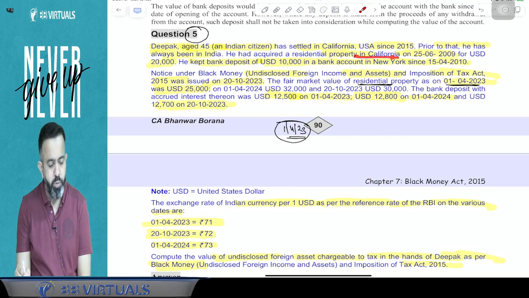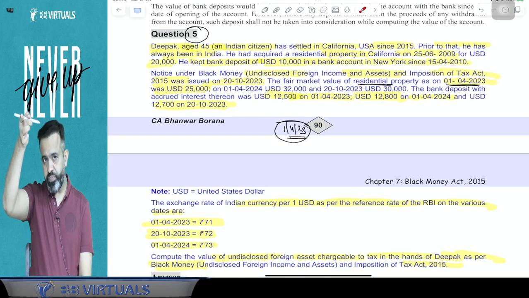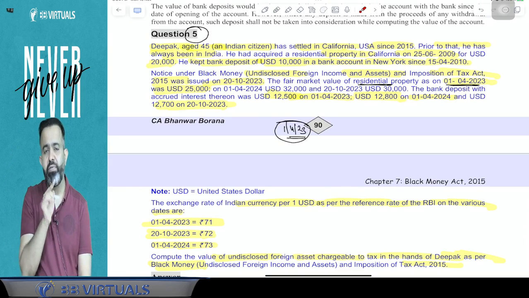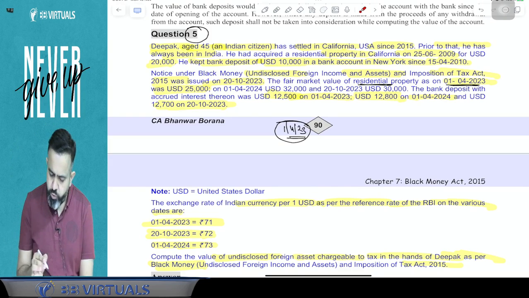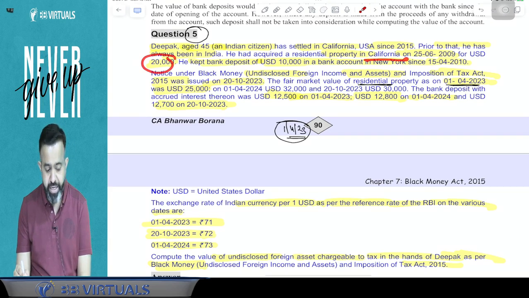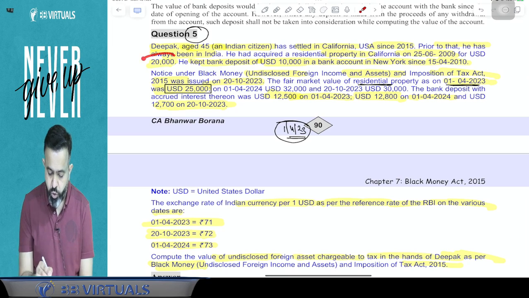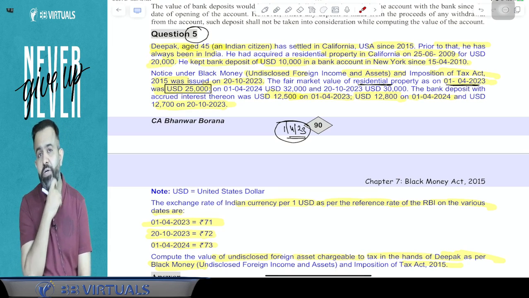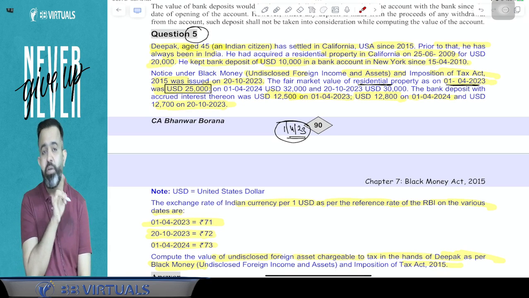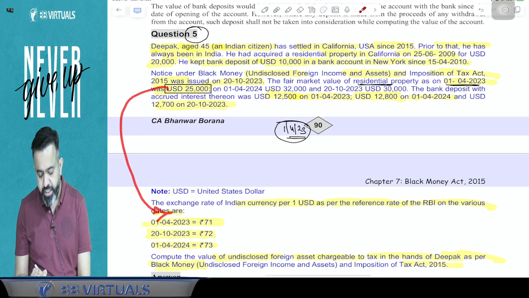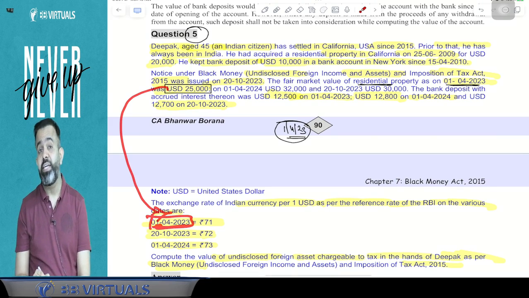Now, what will be the value? For the residential property, the value will be whatever the cost or FMV as on valuation date, means NRV as on valuation date, whichever is higher. Your cost was $20,000 for the house property, and the value as on valuation date 1/4/2023 is $25,000. So I will consider $25,000, that is USD 25,000, because 20,000 was your cost and 25,000 is higher. This value will be converted into Indian currency at the reference rate as on the valuation date.